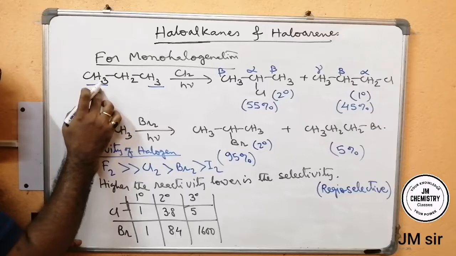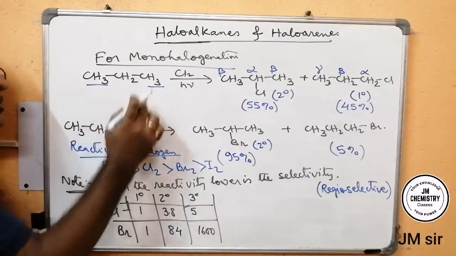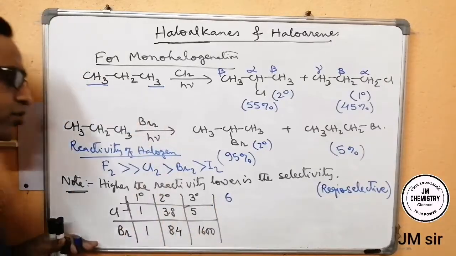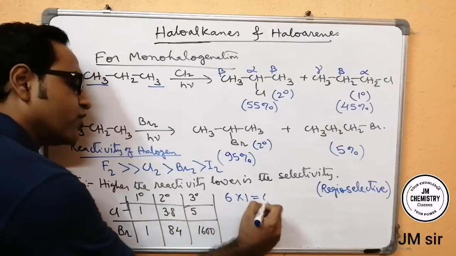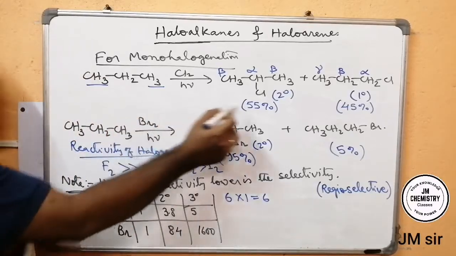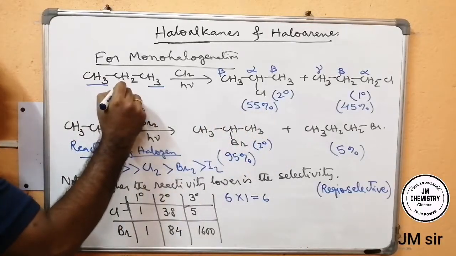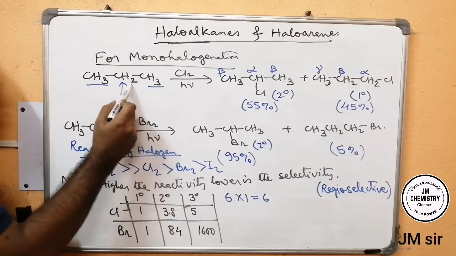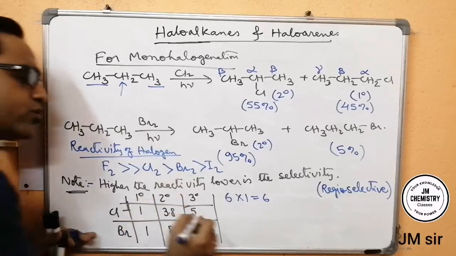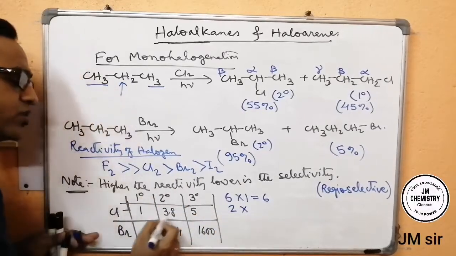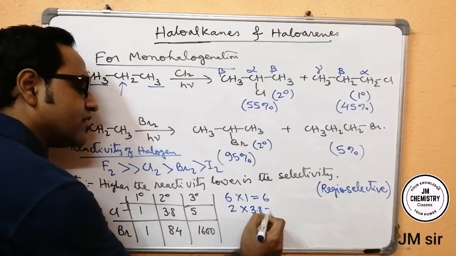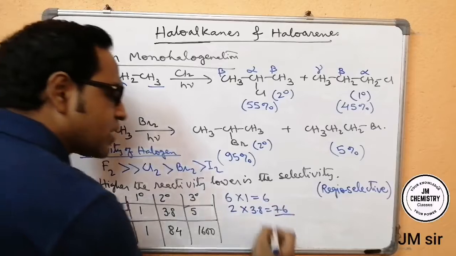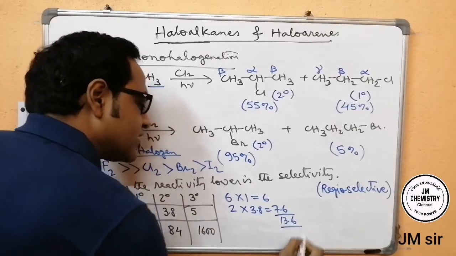How many substitutable hydrogens? 3 plus 3, 6. So we have 6 primary (1 degree) hydrogens, so we write 6 into 1, that is 6. Now to form the 2 degree product, it has to combine at this carbon, so it has to replace the hydrogen. How many hydrogens are there? Only 2. So we write 2 into the selectivity, that is 3.8. That comes out to be 7.6. Now if you sum up, you will get 13.6.